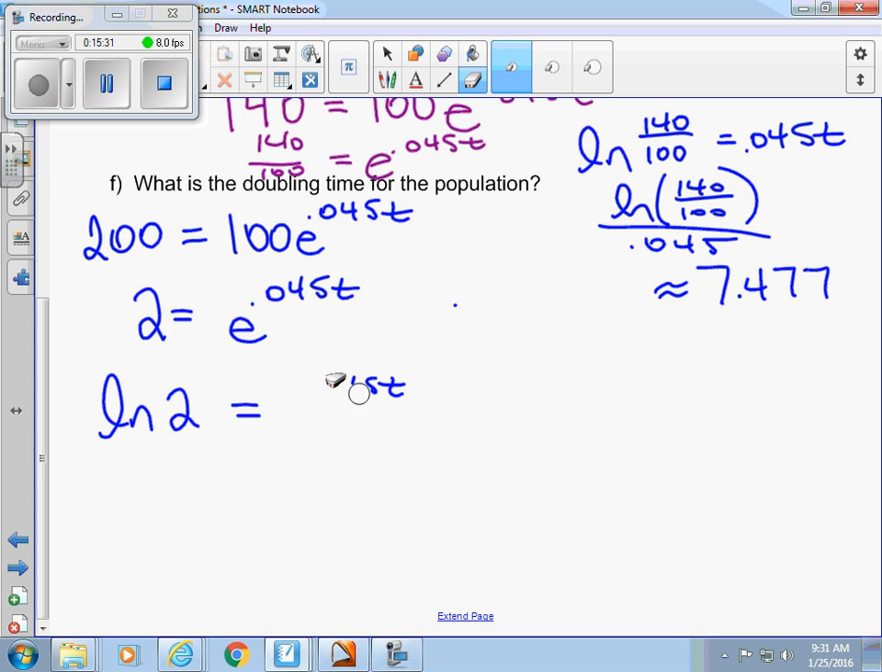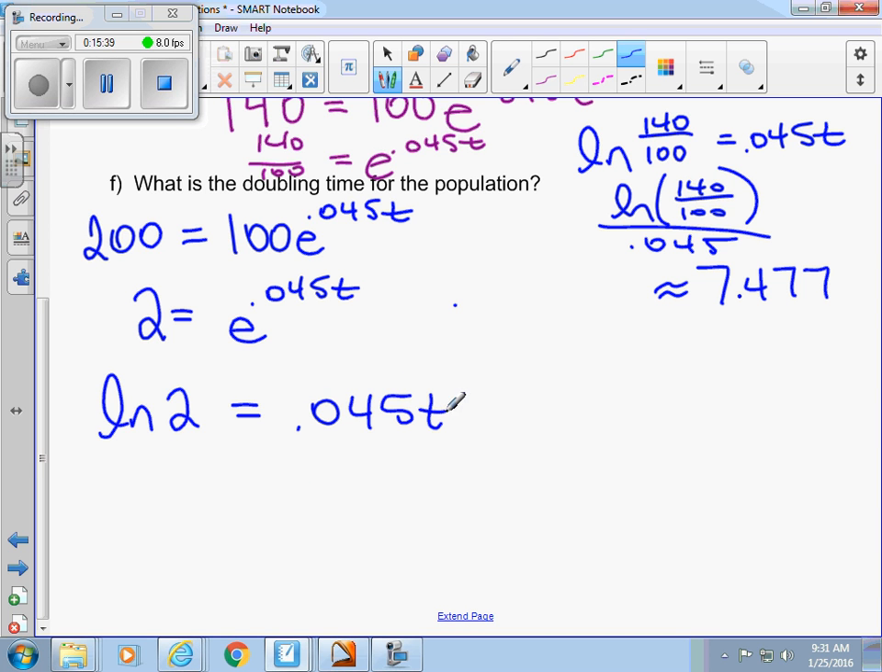I rewrote, or took natural log of both sides, however you want to think about that. So I get 0.045t. Divide by 0.045. So I have natural log of 2 divided by 0.045.